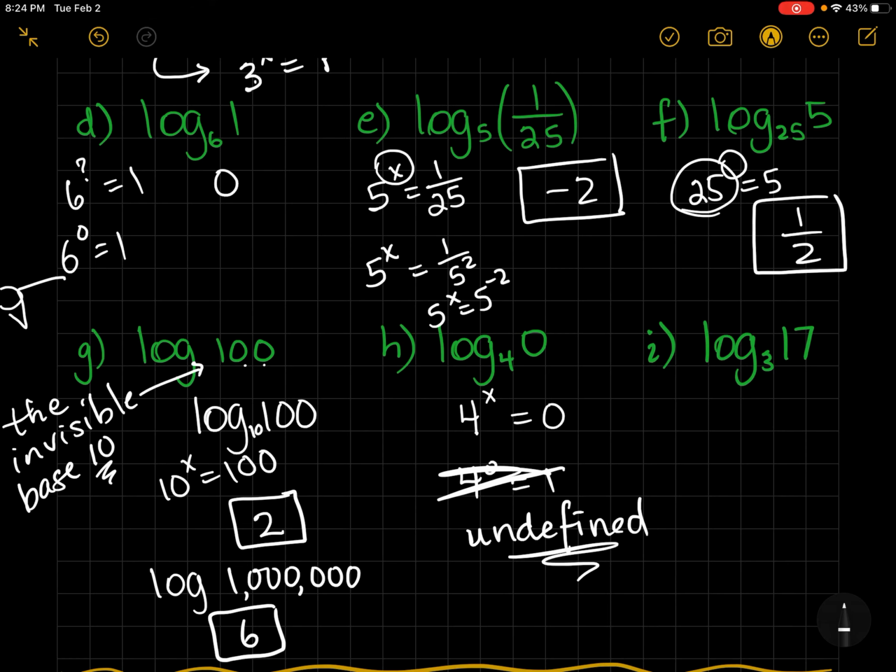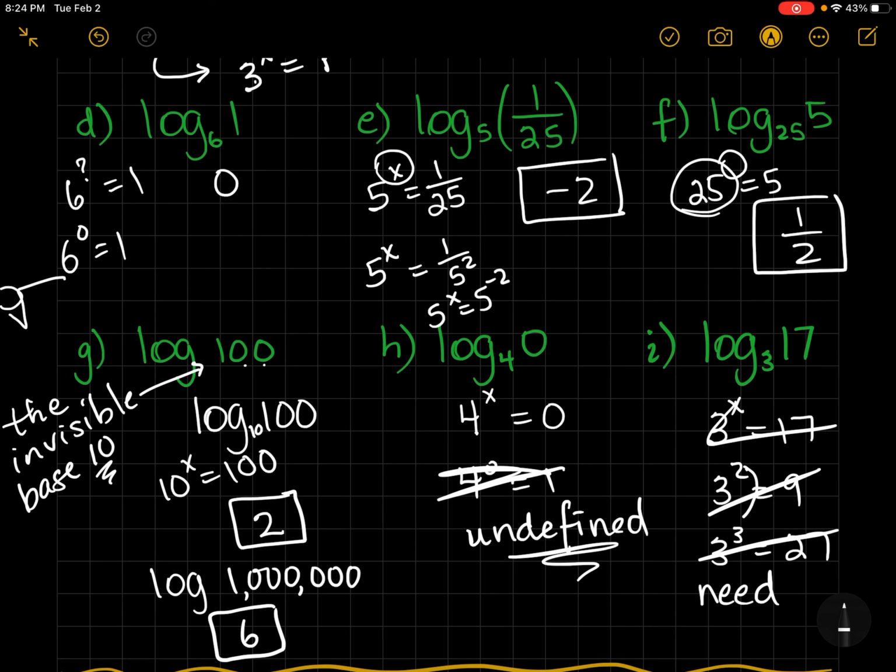What about 3 to what power equals 17? What about 3 squared? Nope, that's 9. That won't work. What about 3 cubed? Oh, that's 27. That's too much. There's no value here. But if we used a calculator, we could get a decimal approximation. It's something between 2 and 3. So for this one, we also need a calculator.